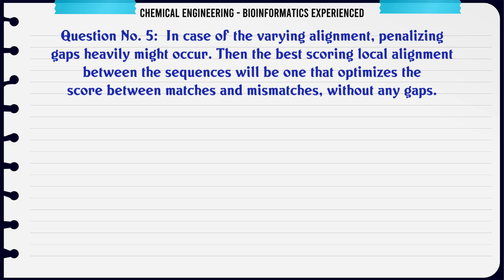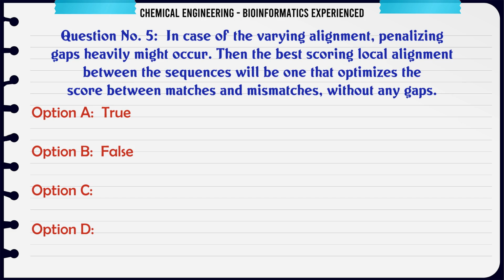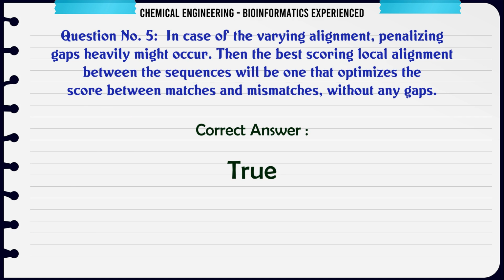In case of the varying alignment, penalizing gaps heavily might occur. Then the best scoring local alignment between the sequences will be one that optimizes the score between matches and mismatches without any gaps. A. True, B. False, C. D. The correct answer is true.